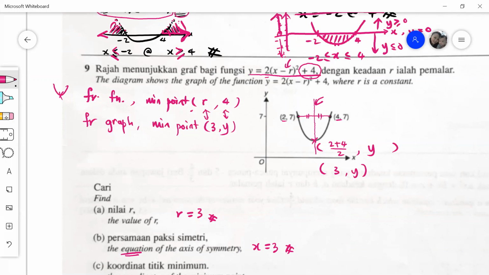And then we need to find the coordinates of the minimum point. It's actually here. The coordinates of the minimum point. So the minimum point, the x coordinate is 3. The y coordinate comes from here because they are the same. 4. That's it. Found the answer. Any question?